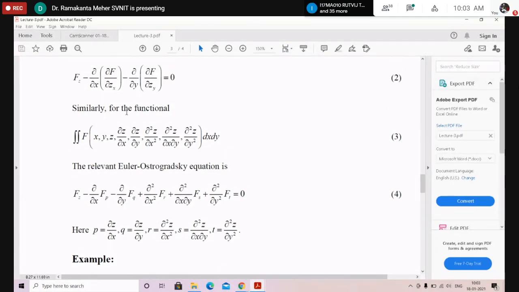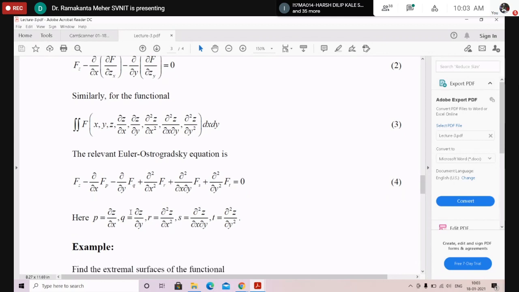Then we can write the corresponding Euler equation for this functional like this. Here also we have to consider the alternate sign. Earlier, where we took only one independent variable and higher order derivatives, in that case also we took alternate signs. Here also, since we are dealing with higher order derivatives, we have to keep the alternate sign. So the first one minus, second plus. If we go for third order derivative, we can put a minus sign, and so on.